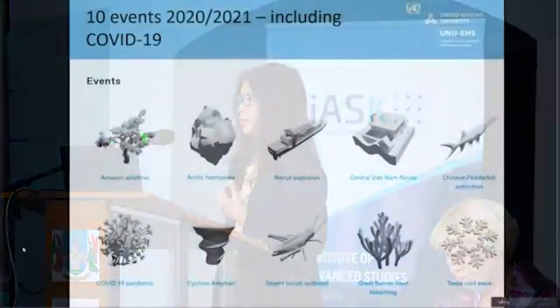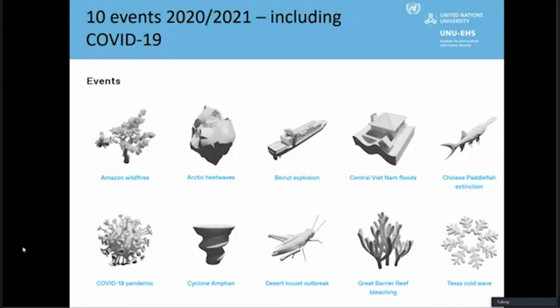We selected 10 events to be examined. The criteria was quite simple. These 10 events have impacted our daily life or will impact us in the future. And they are very famous. They are very well known. But we also chose one less well-known event, which is the Chinese paddlefish extinction.